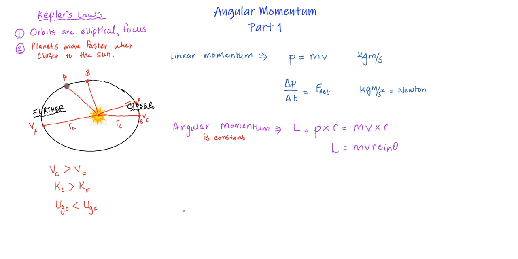Now, the last thing we'll end this video with is comparing this rate of change of linear momentum to the rate of change of angular momentum. So angular momentum we know is L, so we'd say delta L over delta T is going to give us not net force, but net torque. And that will be something that we will develop a little bit more in the next video.